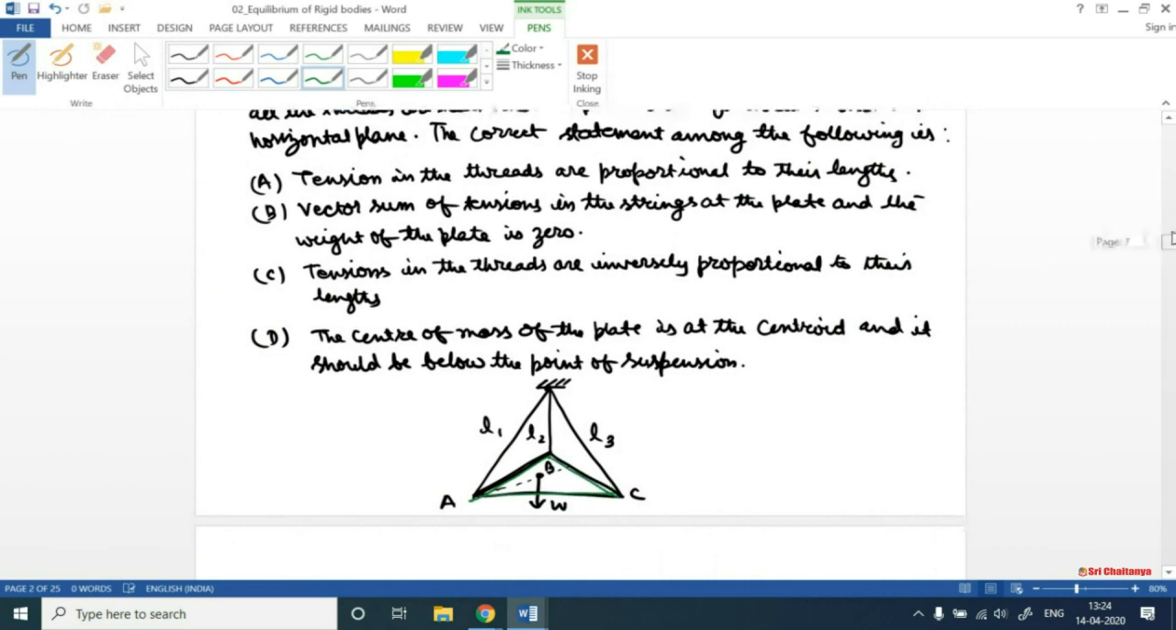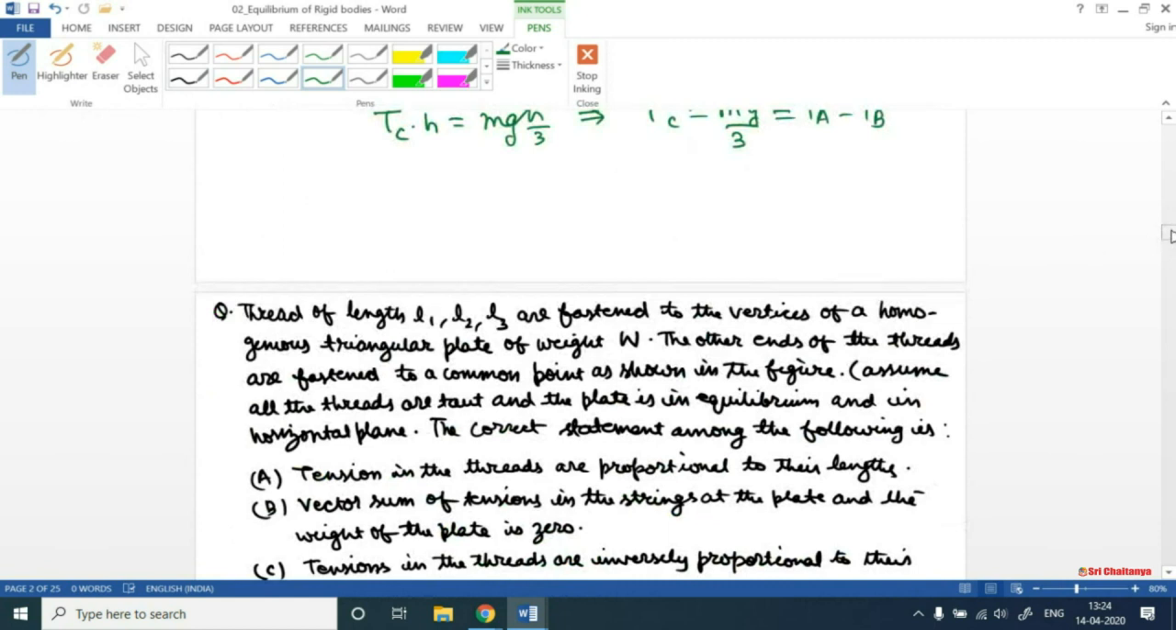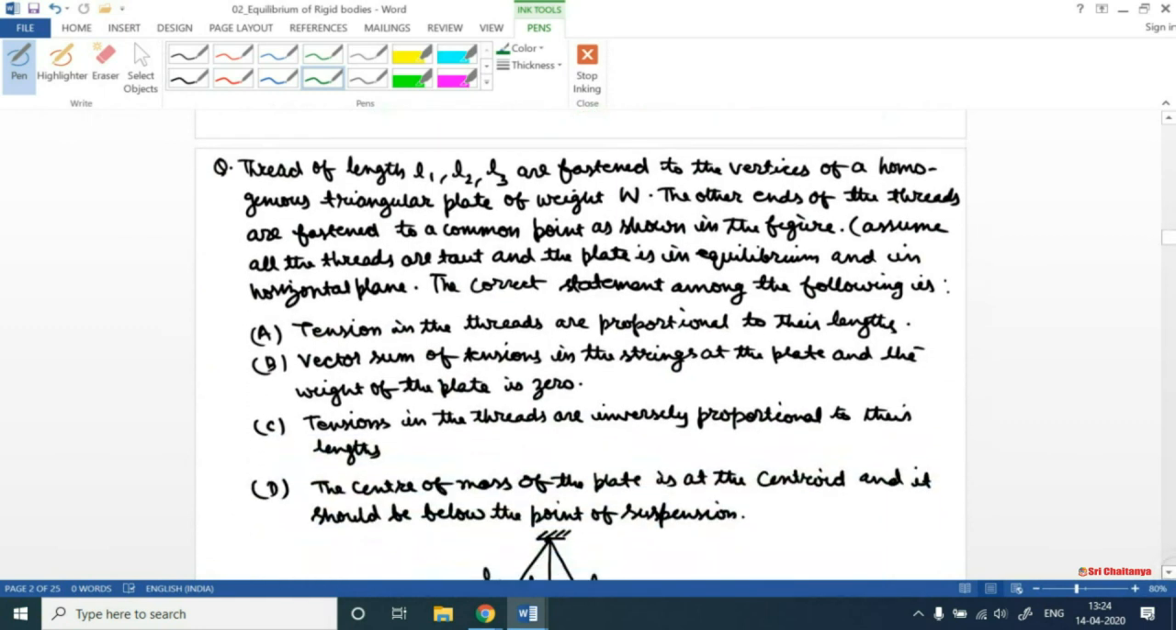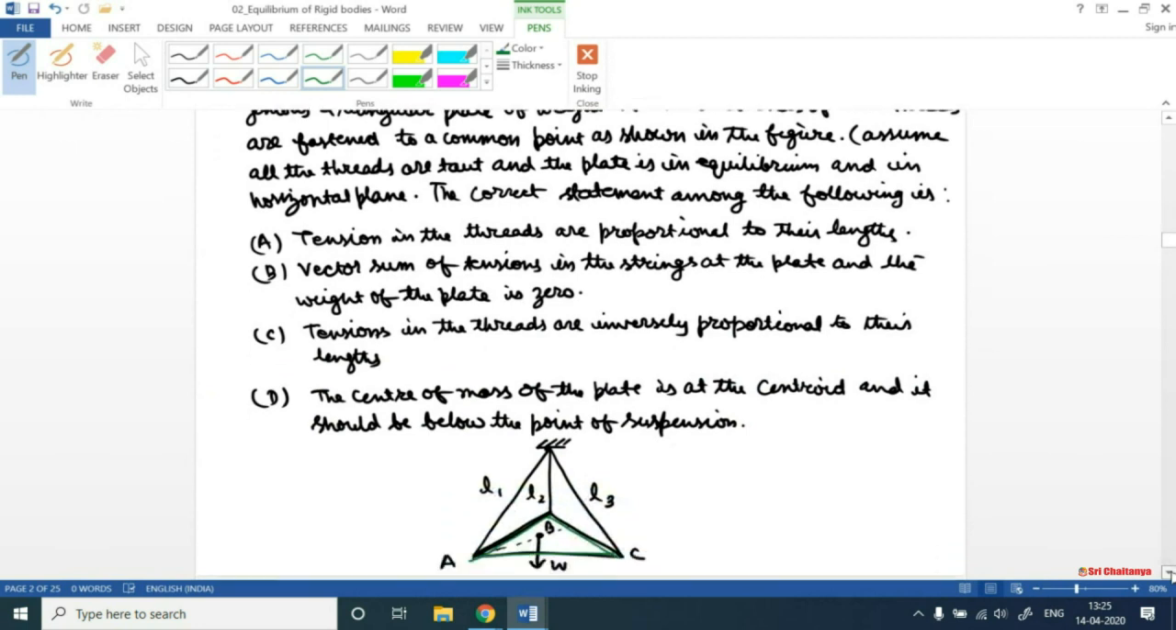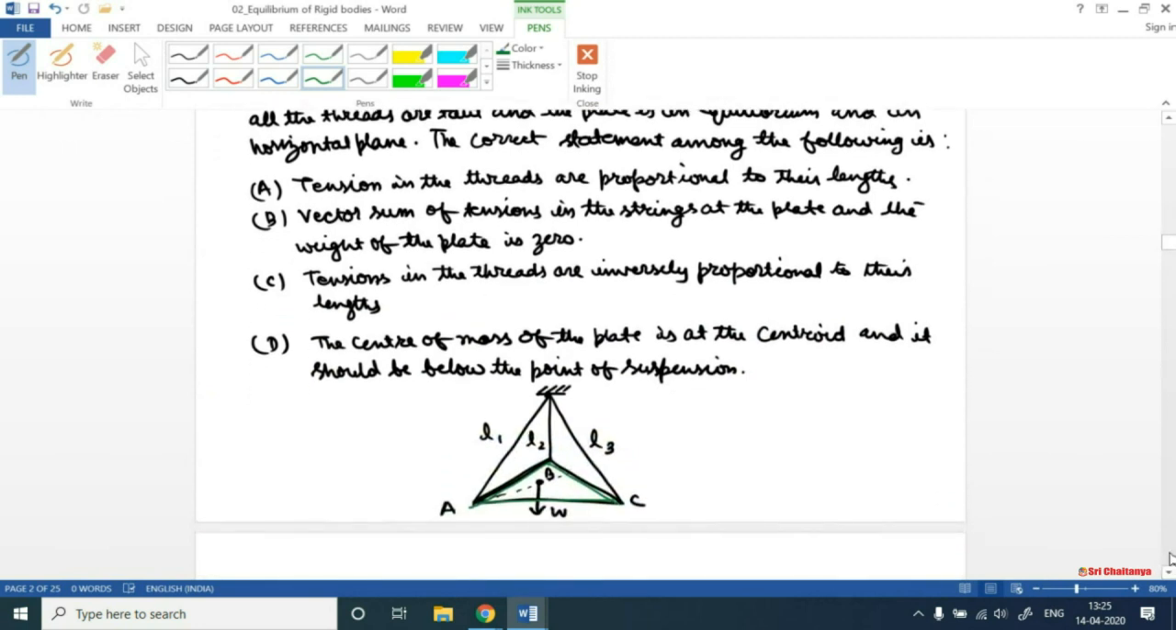The lamina is homogeneous and has weight. The other ends of the threads are fastened to a common point, and the lengths of the threads are L1, L2 and L3. Assume all the threads are taut and the plate is in equilibrium. So this is the diagram we are looking at, suspended using three threads of different lengths L1, L2 and L3, such that the triangular lamina ABC has a horizontal orientation in equilibrium.